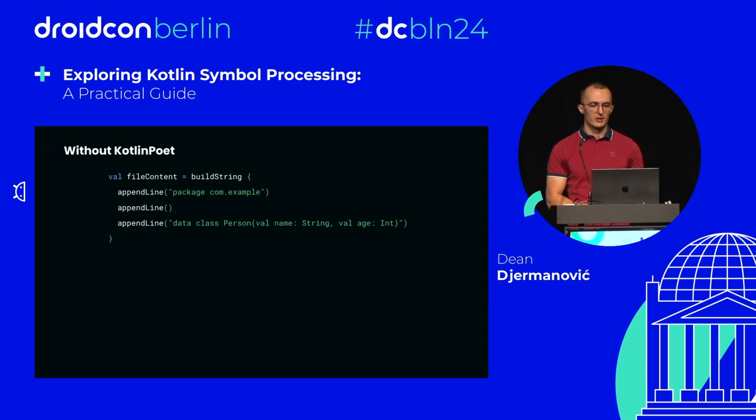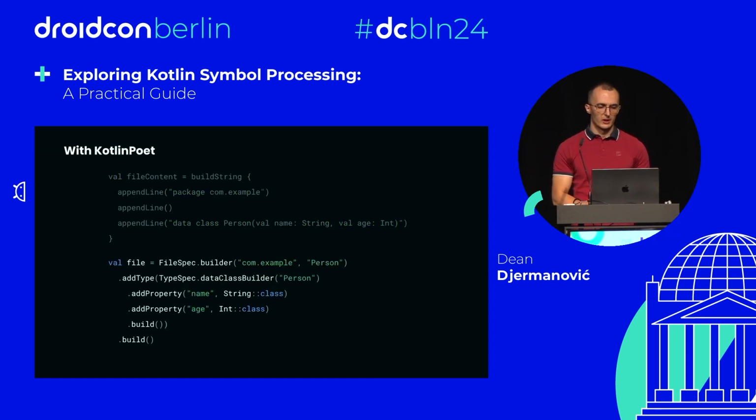To generate this person data class without Kotlin Poet, we have to use string manipulation and string concatenation operations, and we need to handle things such as importing, escaping, and formatting manually by ourselves. So we can see that this code is not very readable, scalable, or maintainable, and if we wanted to add more features here, such as functions, for example, we would end up with even more complex and error-prone code.